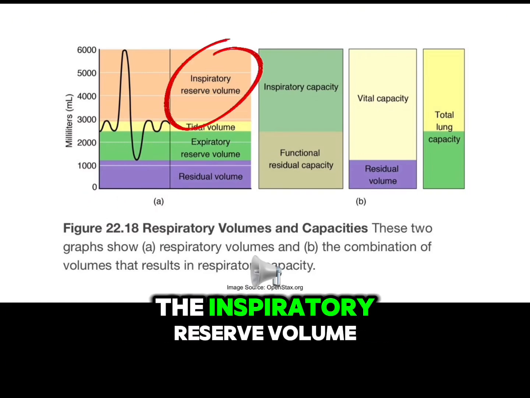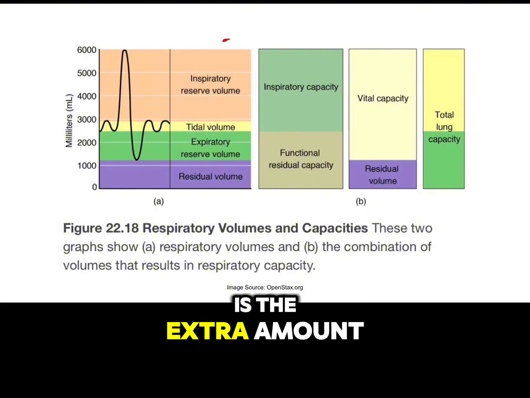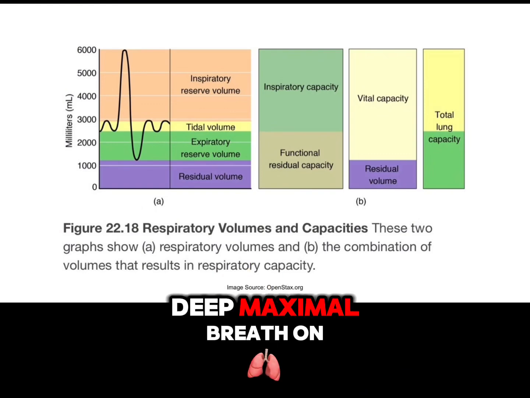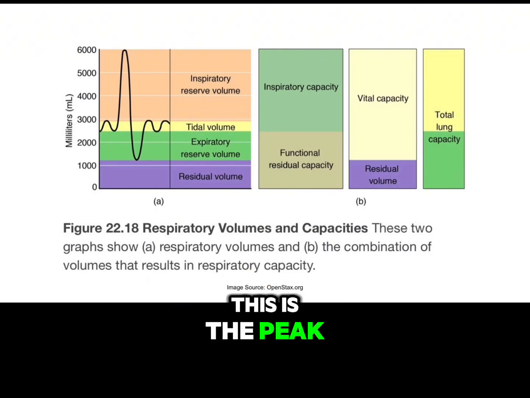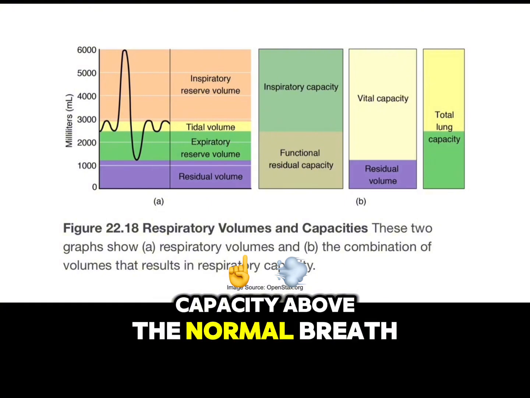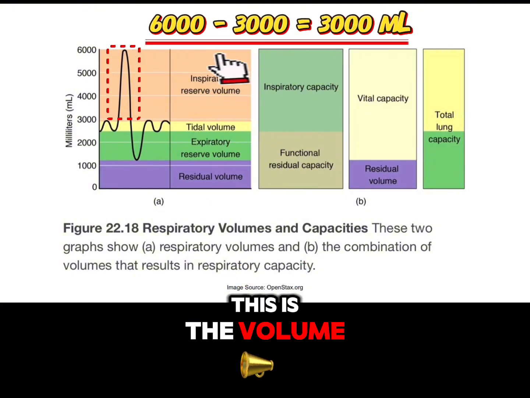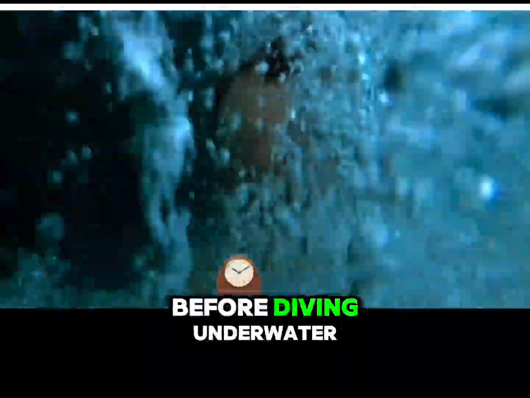The inspiratory reserve volume is the extra amount of air you can breathe in after a normal inspiration if you take a deep maximal breath. On the graph, this is the peak capacity above the normal breath, often around 3,000 milliliters. This is the volume you use when you take a huge breath in before diving underwater.